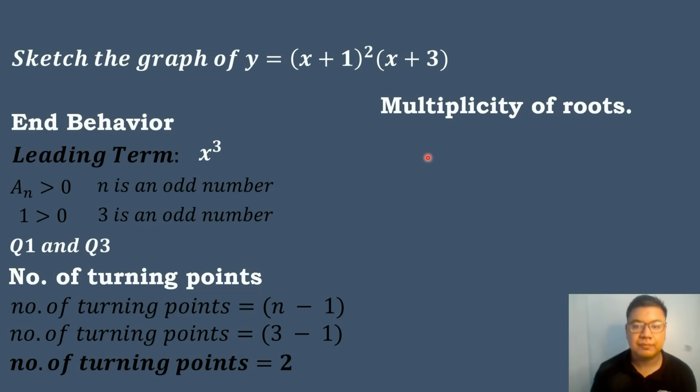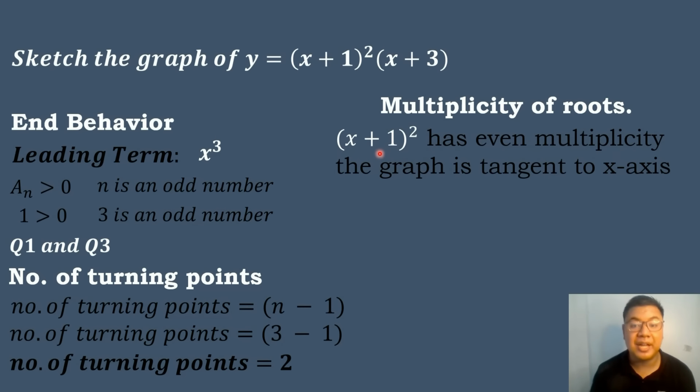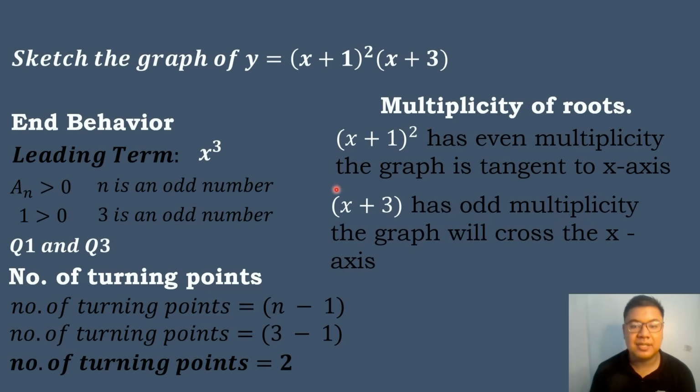And then after that, we will get the multiplicity of roots. Since the quantity x plus 1 to the second power has even multiplicity, the graph is tangent to the x-axis. And since x plus 3 has odd multiplicity, the graph will cross the x-axis.